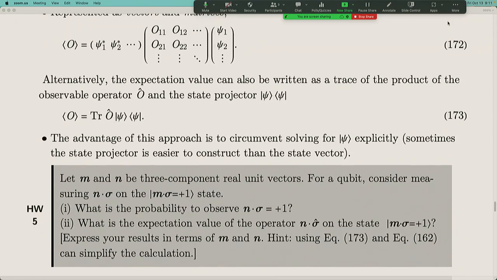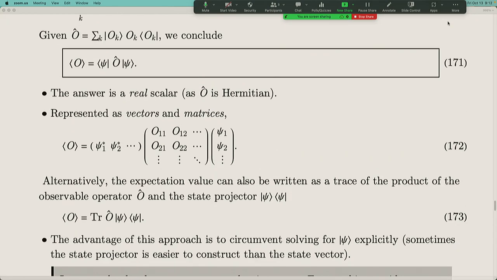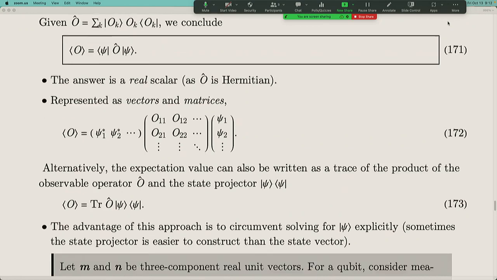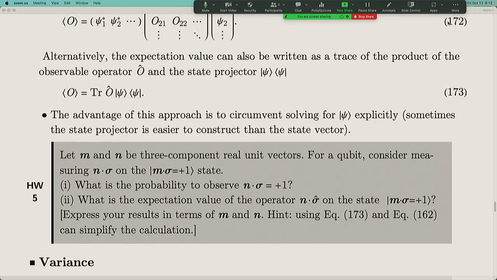By writing things as a trace of an operator and a projection operator, it can greatly simplify the computation. So that's what I want to give you as homework 5. I'm very sorry that I give you 2 homeworks today. But yeah, take your time to do that. You can try it. You can use 2 different ways and use different ways to compute things.